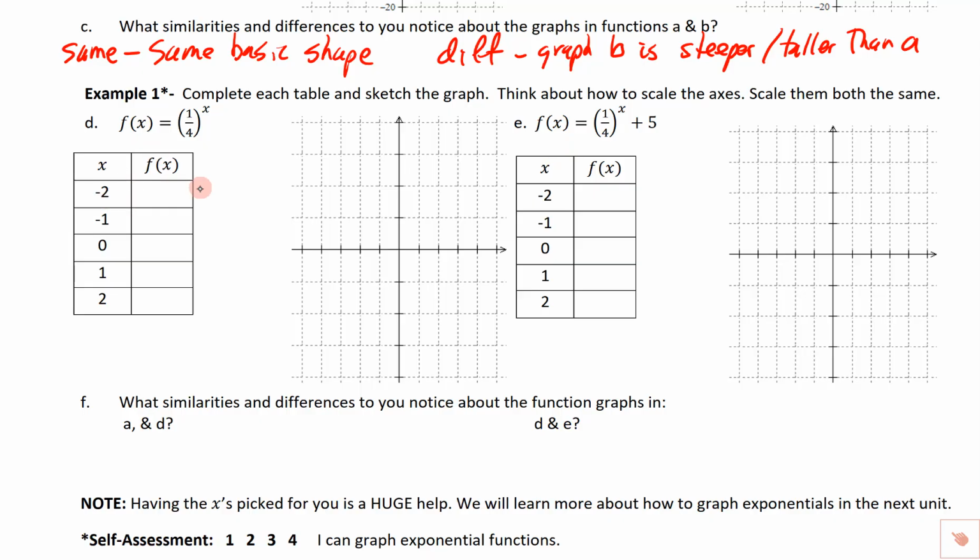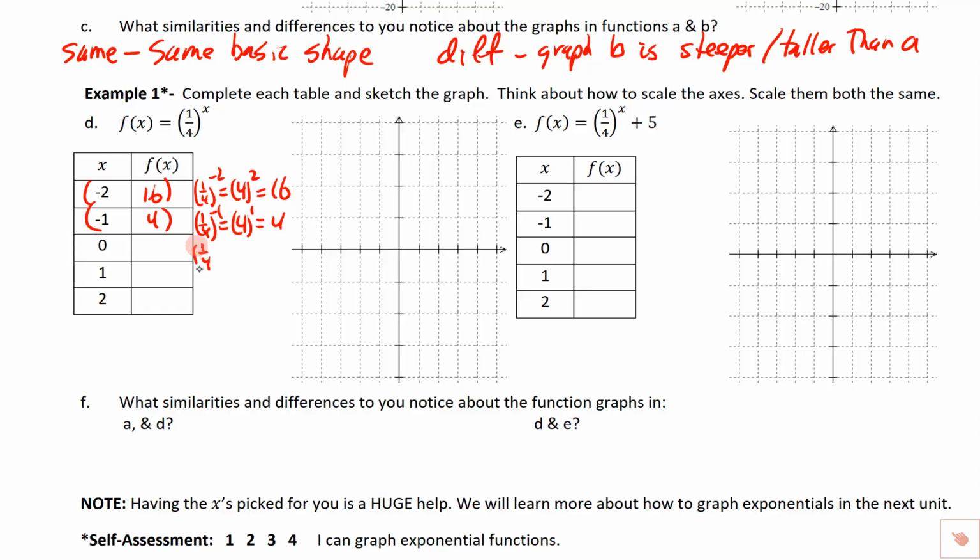When we plug in a -2, this is going to be 1/4 to the -2. Remember, the negative in the exponent means reciprocal, so I'm going to flip this one over. So this is going to be 4 raised to the second power, so that ends up being 16. All right, so there's our first point. We've got 1/4 raised to the -1. Again, the negative part means reciprocal, so let's do the reciprocal of 1/4, which would be 4. So we've got 4 to the first, which is 4.